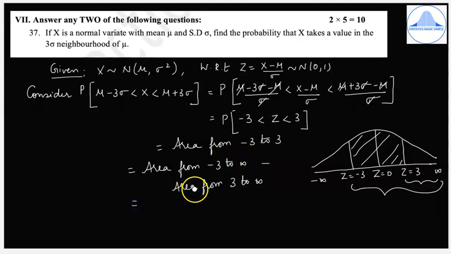So using the statistical tables, we find out that the area from minus 3 to infinity is 0.9987 and the area from 3 to infinity is 0.0013. So therefore the final answer is 0.9974.